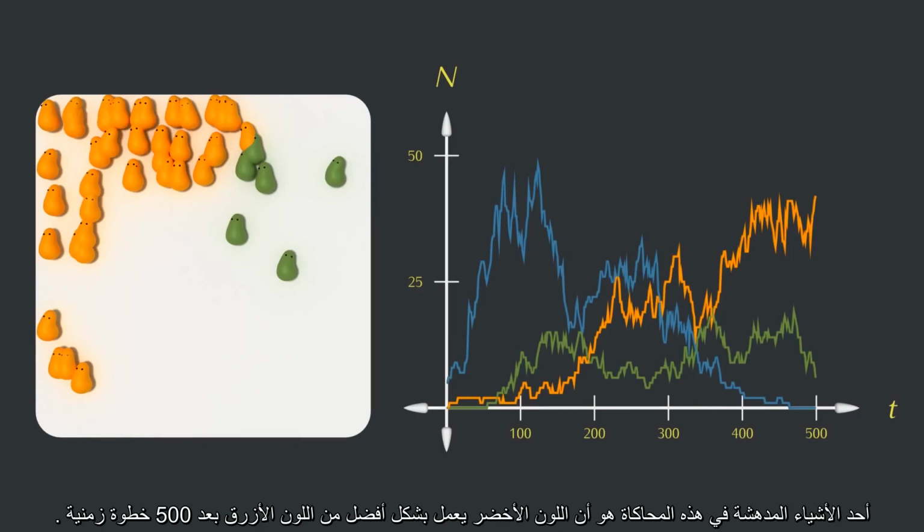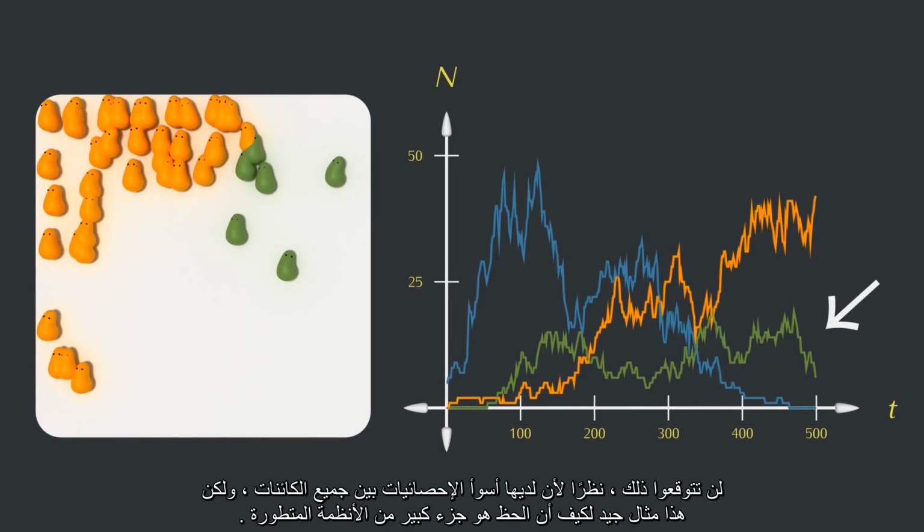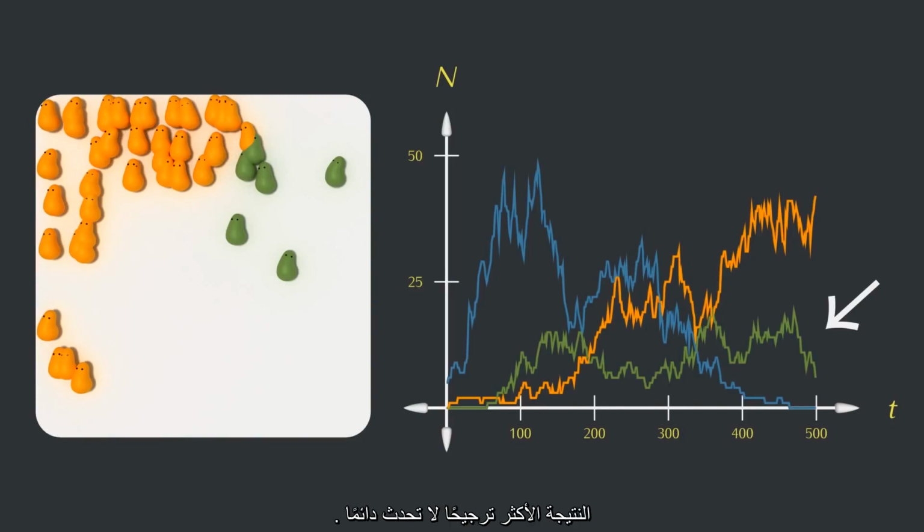One surprising thing in this simulation is that green is doing better than blue after 500 time steps. You wouldn't expect that since it has the worst stats of all the creatures, but this is a good example of how luck is a big part of evolving systems. The most likely outcome doesn't always happen.